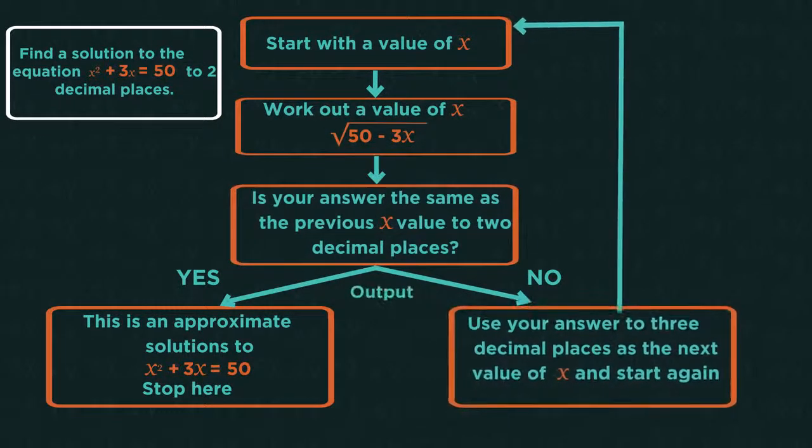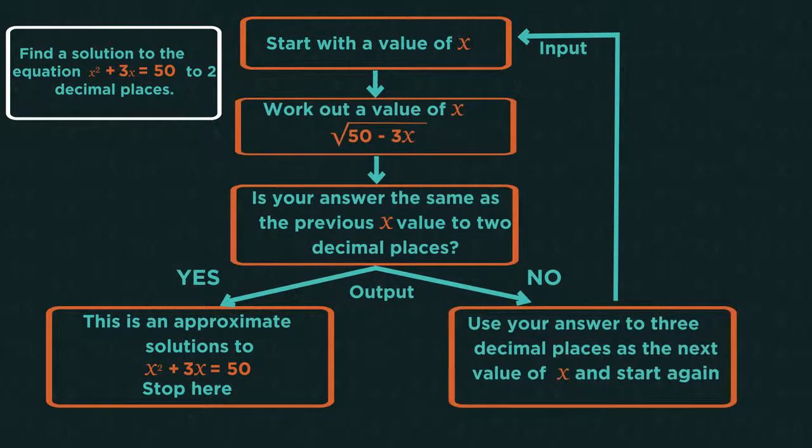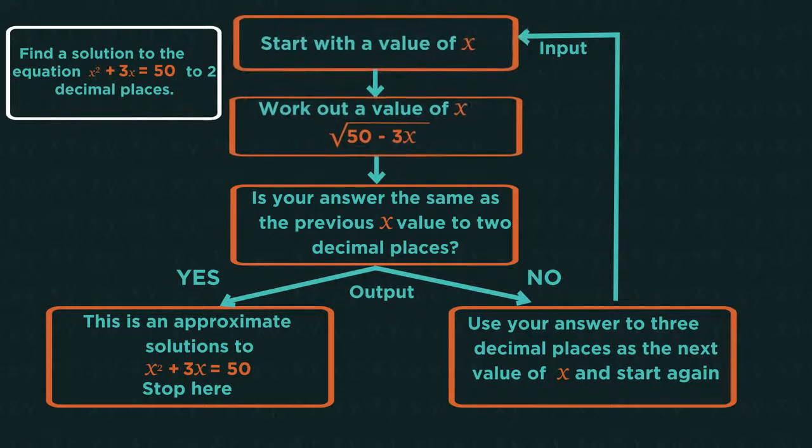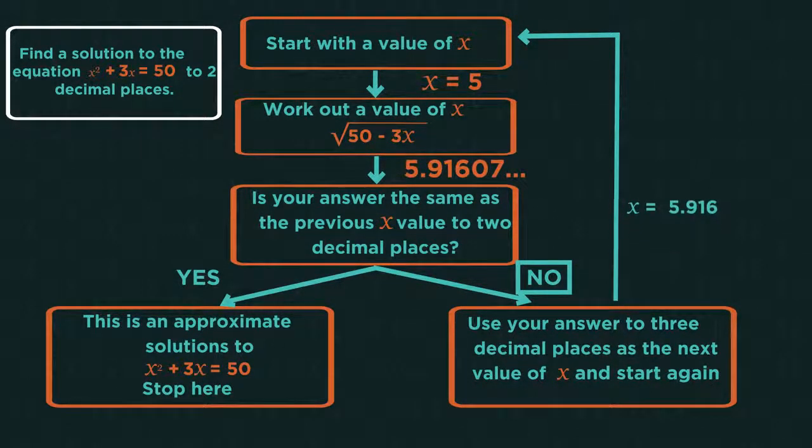Each time it runs, the output becomes the input for the next cycle, and we keep going until the output matches the input. So if we are trying to find the solution for this equation to 3 decimal places, choose a starting value, so x is 5, and put that into the cycle. We get x is 5.916, etc. This doesn't equal our starting value of 5, so then 5.916 goes back into the cycle.